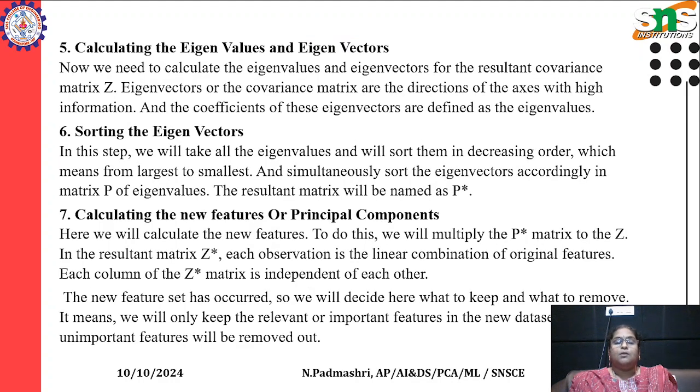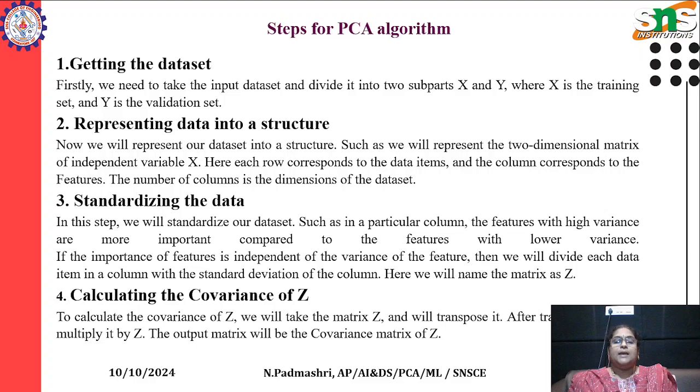By applying all these things, step 5, calculate the eigenvalues and eigenvectors. Step 6, sorting the eigenvectors. Then finally, calculate the new features, the principal components. These are the basic steps involved in the PCA algorithm.